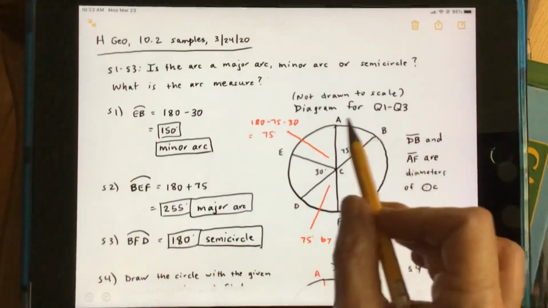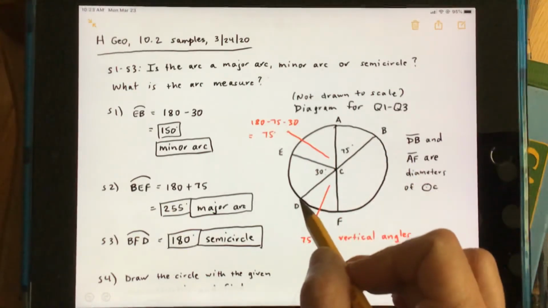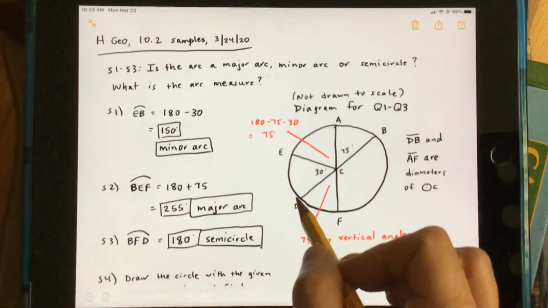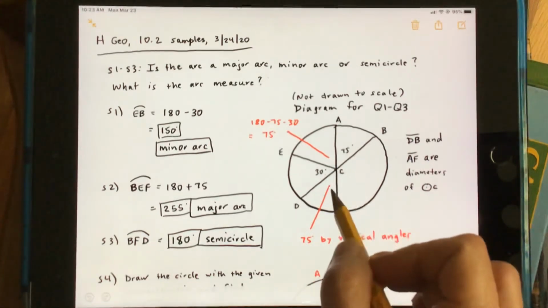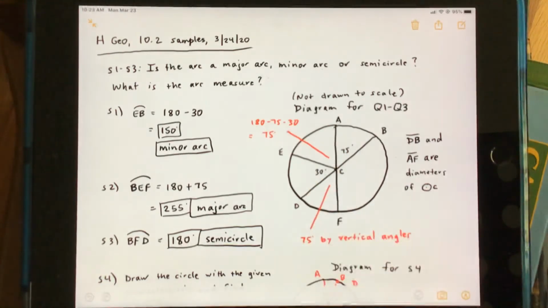Since we know from B to D it's 180 degrees, since BD is a diameter, and we can figure out that this must be 75 degrees because we do have vertical angles here. So when we add the 180 and the 75 degrees together, we will arrive at the answer 255 degrees for the measurement of arc BEF.